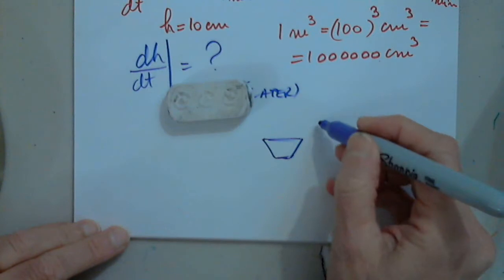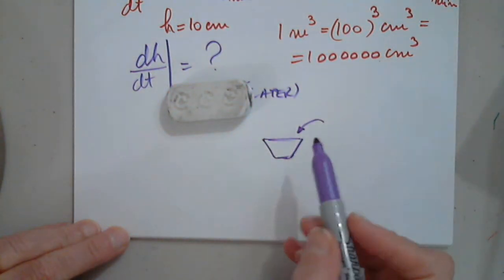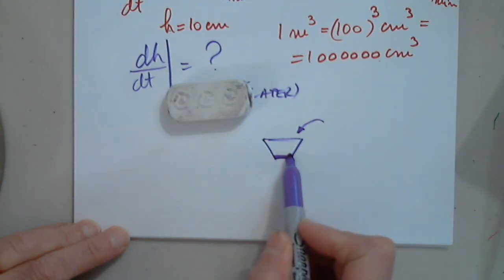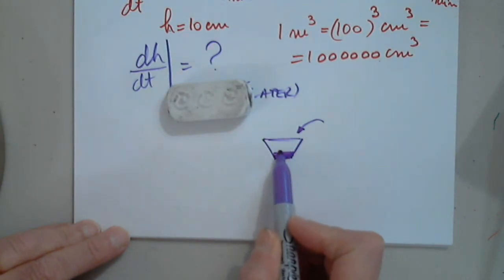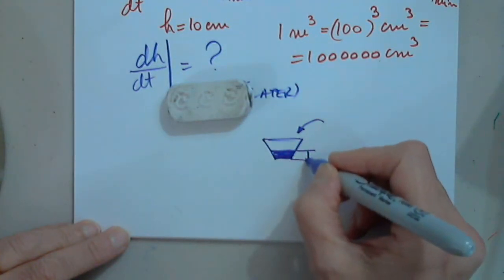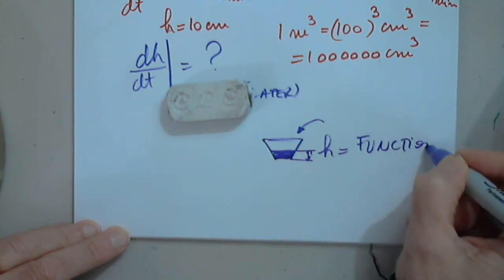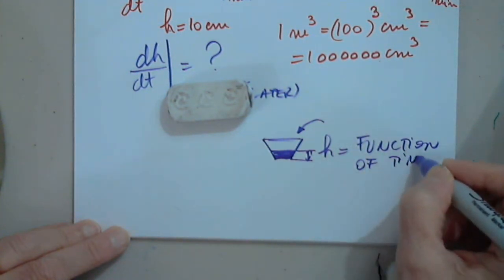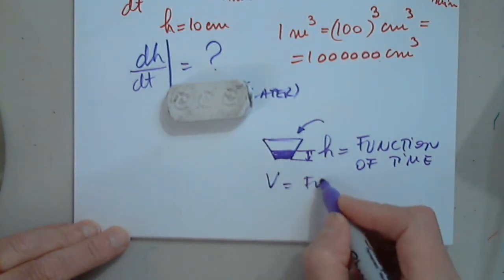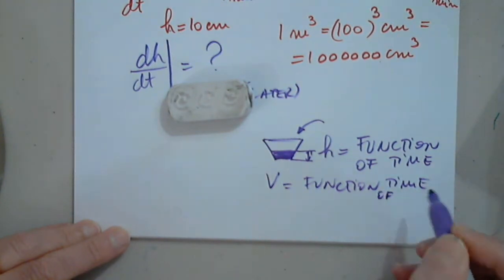We know that we are filling the trough with water. It's empty right now, and it starts filling up, filling up, filling up. And you see this height is a function of time. Volume is also a function of time. Okay?